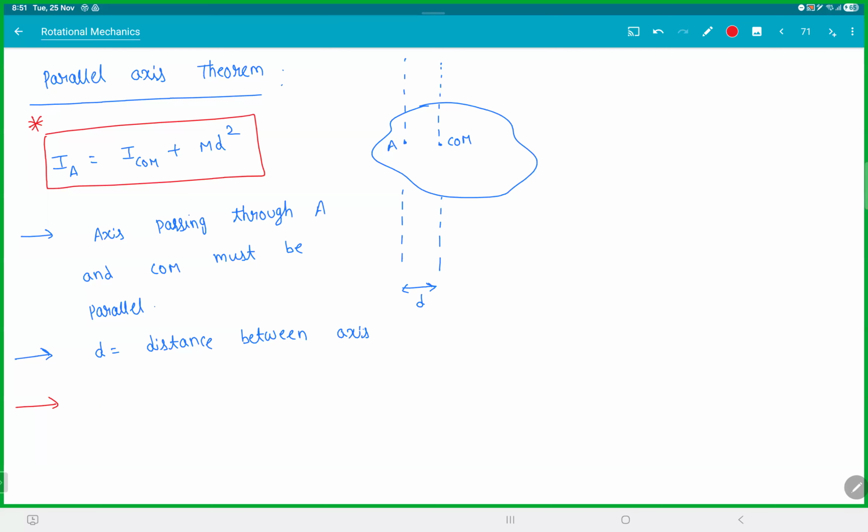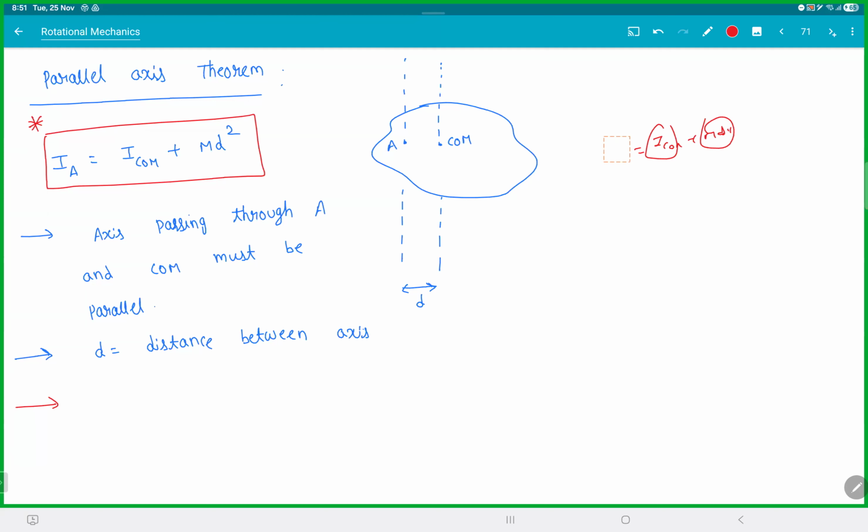Now looking at this statement, think of it like this. Let's say you have a body, then the moment of inertia is minimum about which axis? Look at the formula there. IA is I center of mass plus md square. That means the moment of inertia about every axis is I center of mass plus something.